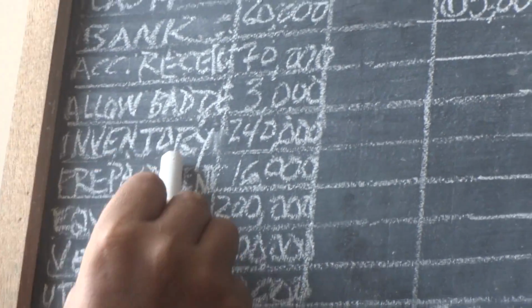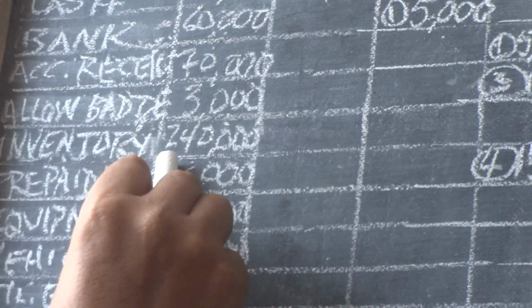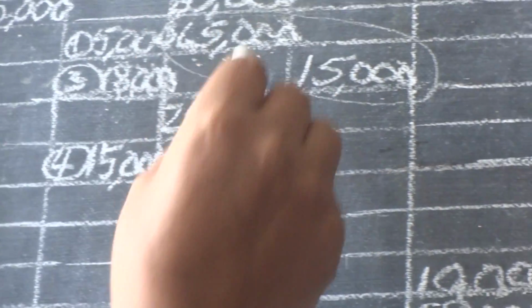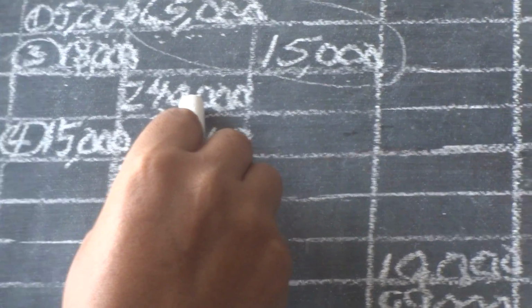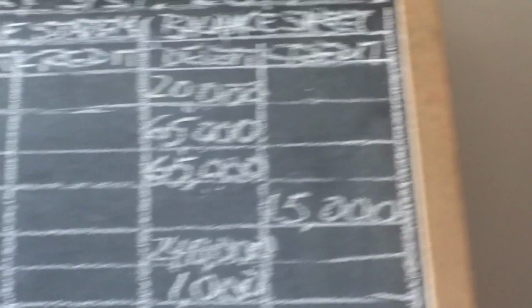Then we have the inventory. The inventory is $240,000 that goes to the column adjustment, so it doesn't have a movement, accounting movement, so it goes to the balance sheet in the column of debit.